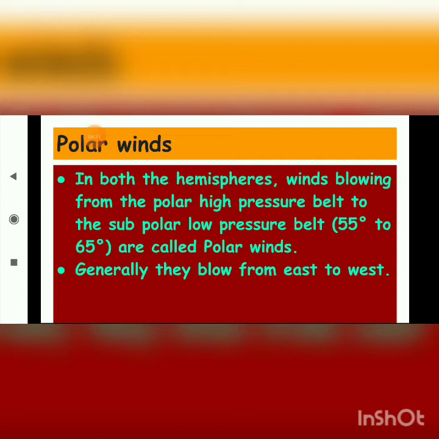So what are polar winds, students? In both hemispheres, winds blowing from the polar high pressure belt to the subpolar low pressure belt, that is 55 degree to 65 degree, are called polar winds. And from where do they blow? Generally they blow from east to west. You can see here, students.